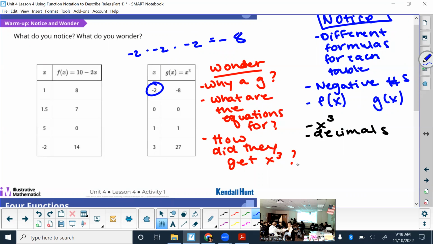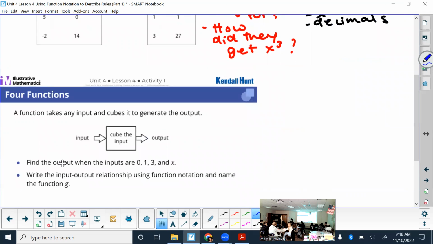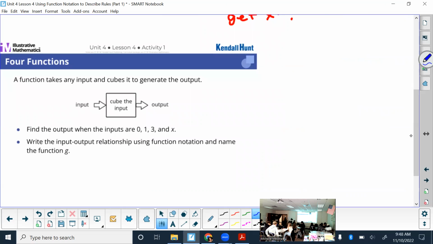All right, and then you do the same thing again. So apply that to this problem. Find the output when the inputs are 0, 1, 3, and x. So if you need to divide and conquer, go ahead, but I'm gonna give you less than 2 minutes. So find the outputs when those are the inputs. And then write the relationship using function notation and name the function g.